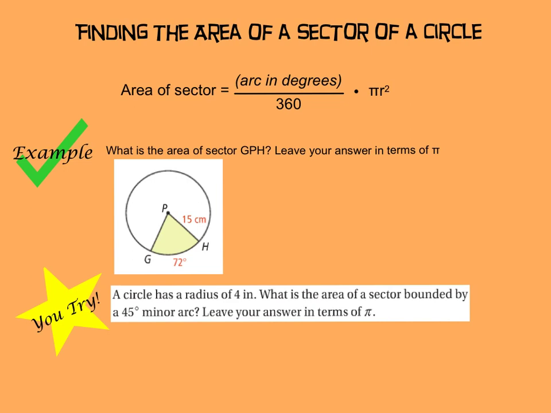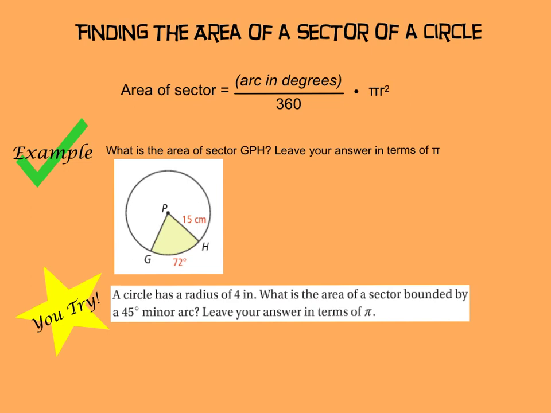Alright, so now let's find the area of a sector of a circle. To find the area of a sector, we're going to take the arc measure, divide that by 360, and then multiply it by the area of the circle, pi r squared. So this is the formula that we want to use. Alright, so let's look at our example. It says, what is the area of sector GPH? So GPH, here's our sector right here. It says, leave your answer in terms of pi.